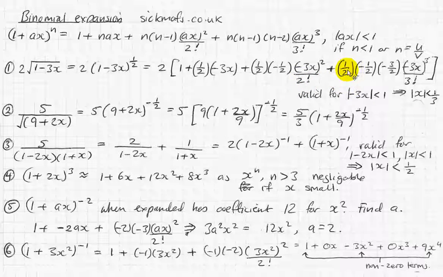Anyway, let's do this part of the expansion. N, then n minus 1, n minus 2. So if n is half, then n minus 1 must be minus half. Take away 1 again, gives you minus 3 over 2. Of course, now we've got ax cubed over 3 factorial, as that says.